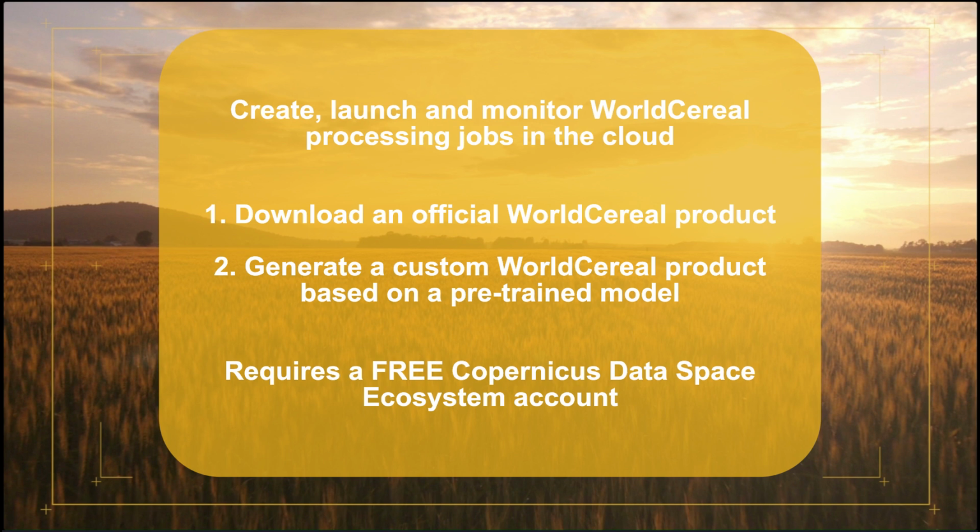The Processing Hub supports two types of processes: a map download job, allowing you to download a portion of any officially released global WorldCereal product for your area of interest, and a custom map generation job, allowing you to generate a custom crop map for your area, season, and crops of interest based on a pre-trained classification model.